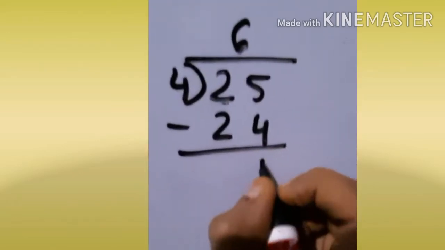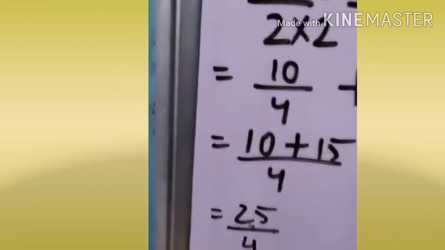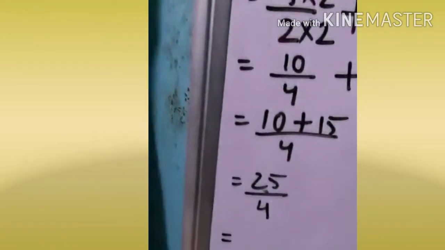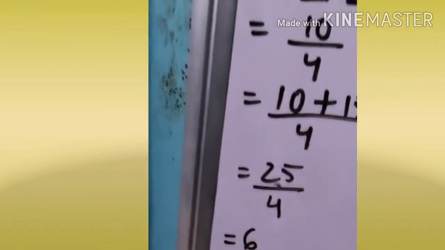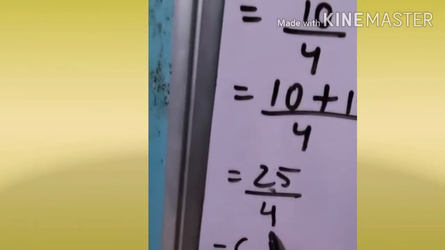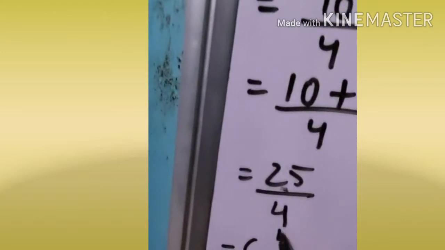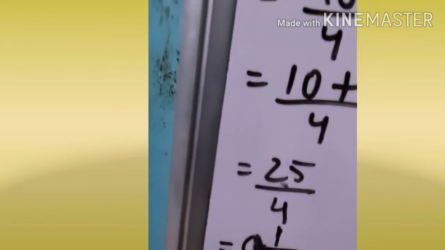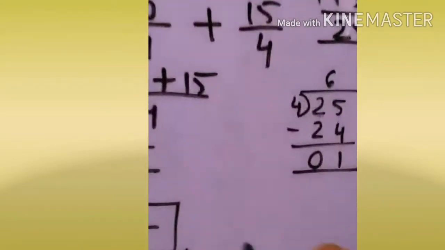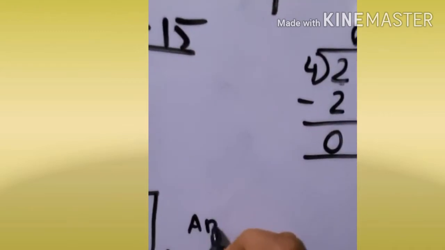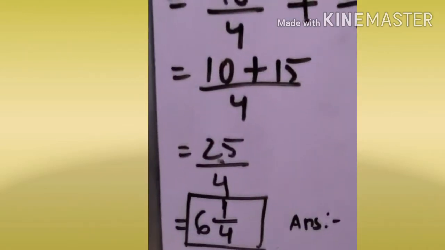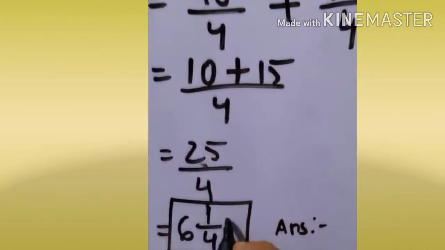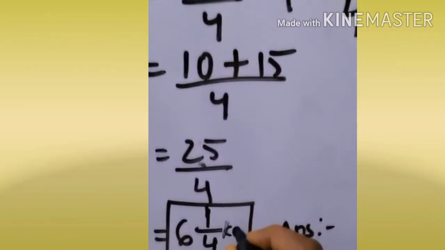Now I minus, 1. Now our last answer will be 6 1 upon 4. But this is a word problem, so the last answer will be in kg. Now here we got the answer as 6 1 upon 4 kg.